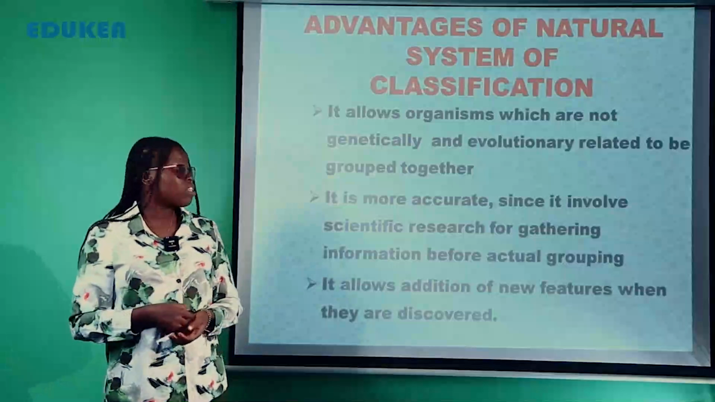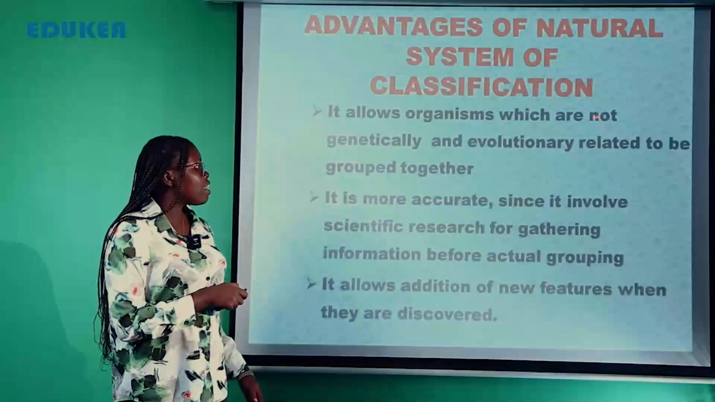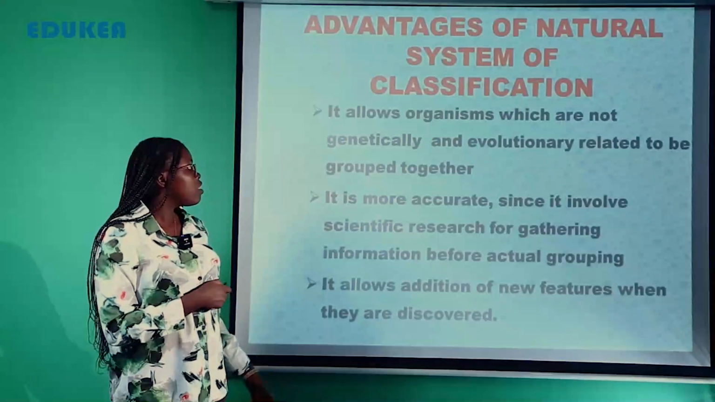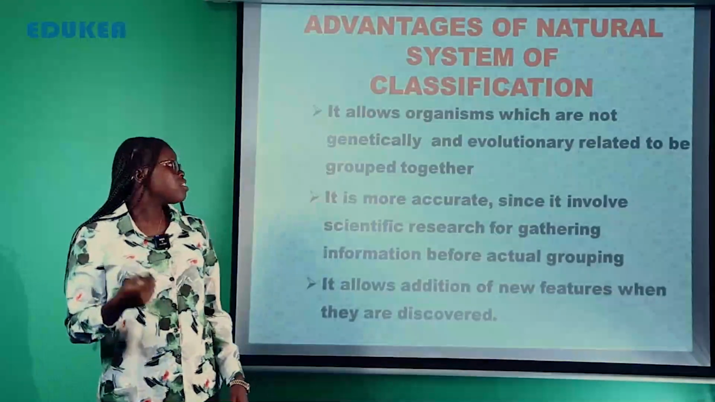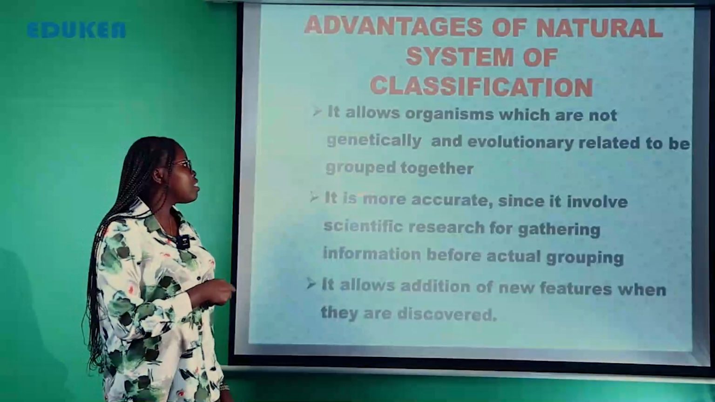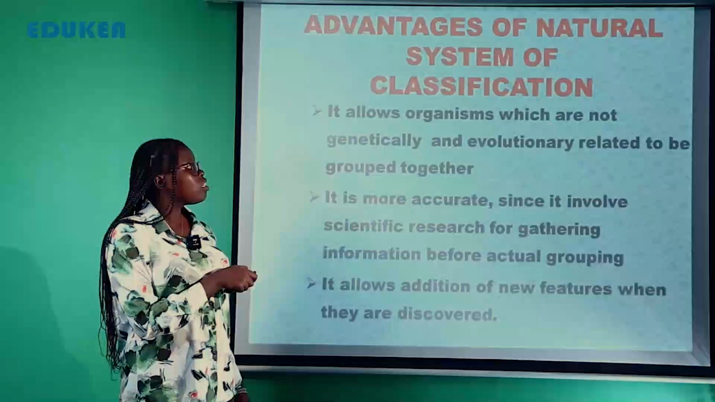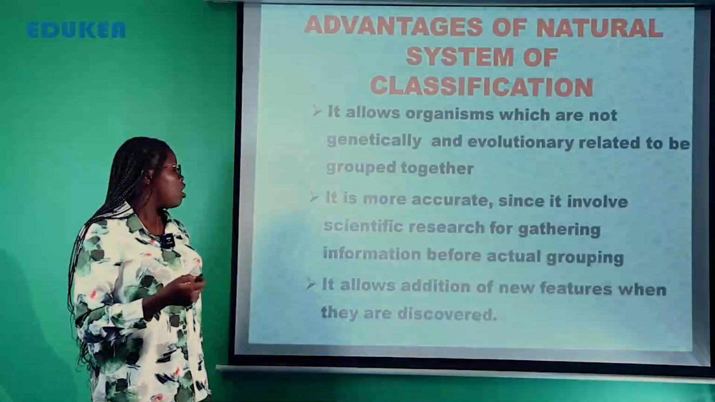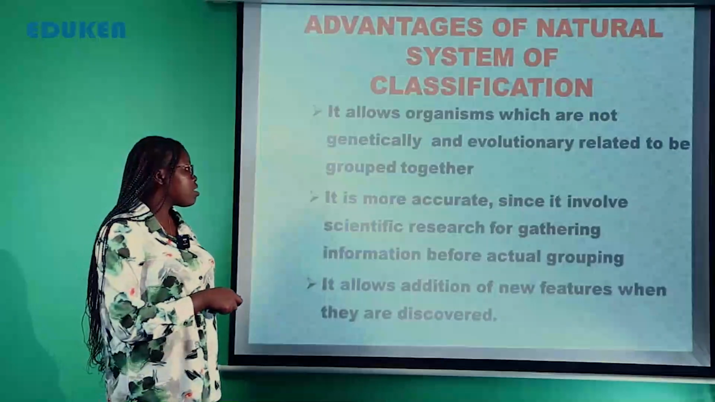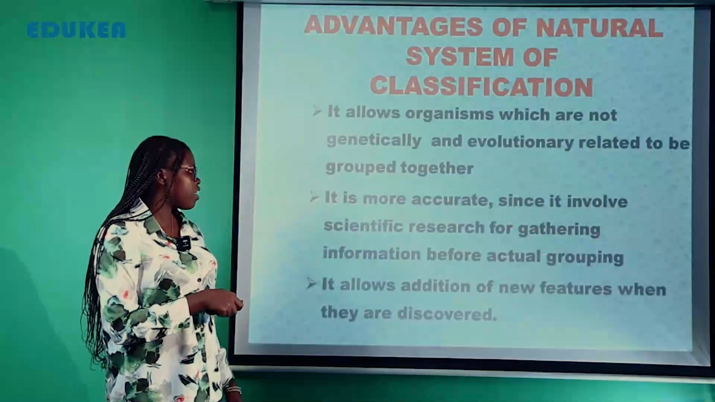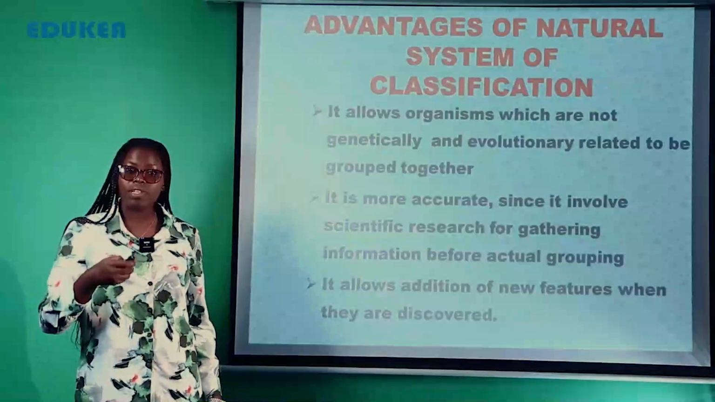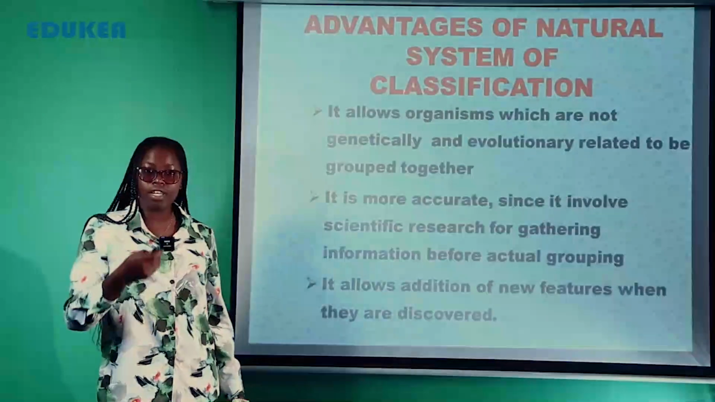Now, what are the advantages of natural classification? It allows all organisms which are genetically and evolutionarily related to be grouped together. Also, it is more accurate. Why is it more accurate? Because it involves scientific research for gathering information before actual grouping. So it is more accurate because it can be subjected to different scientific research and findings.